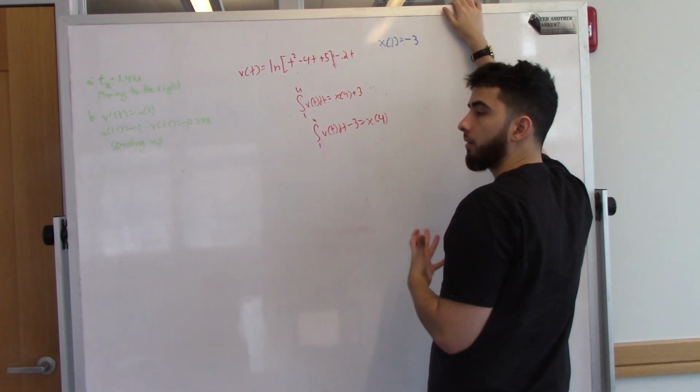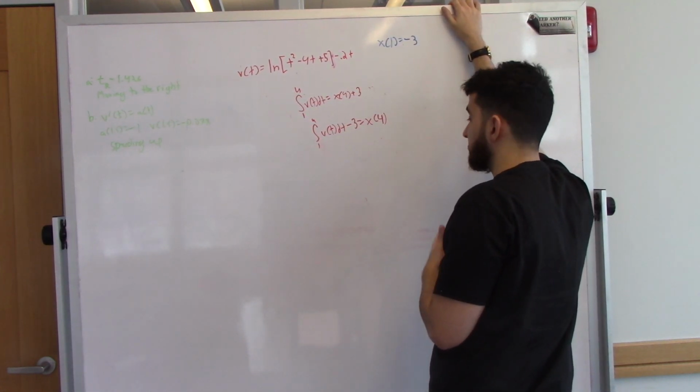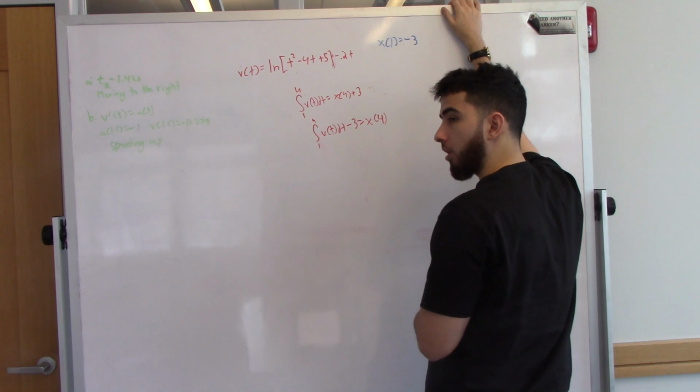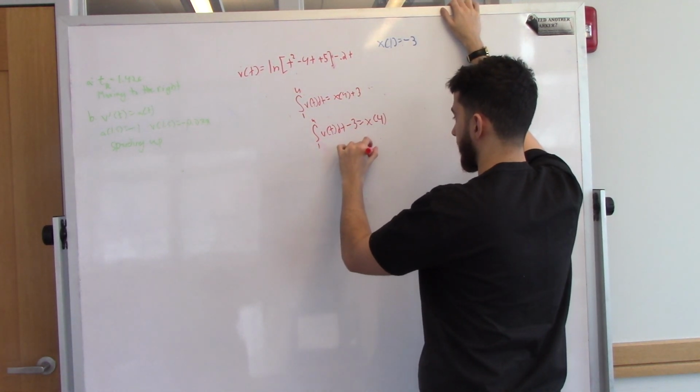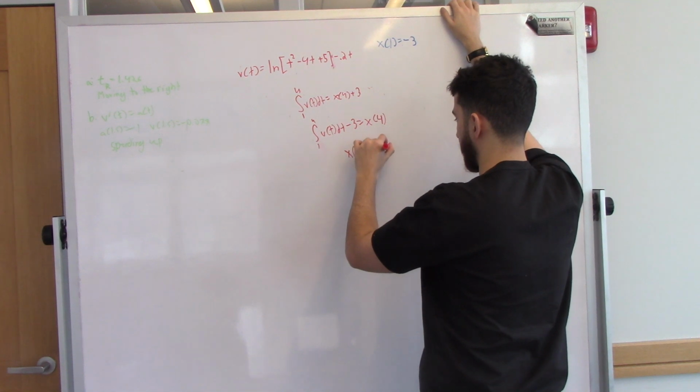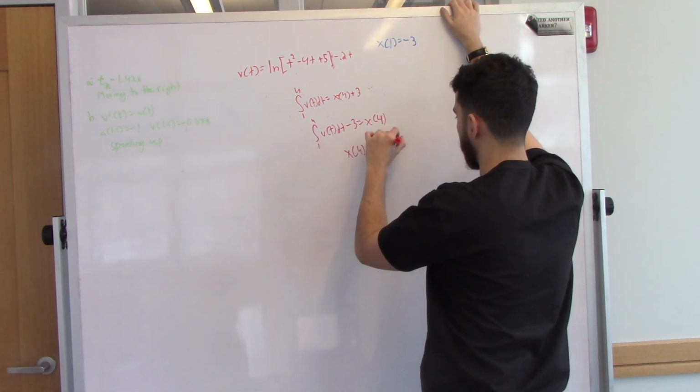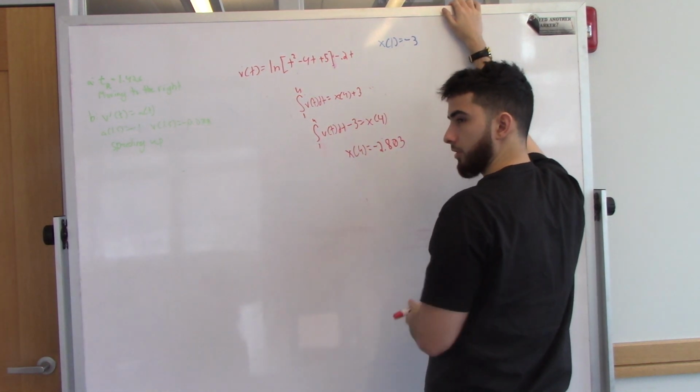Okay. Now, you're not going to integrate that by hand. Plug it into the calculator. That's all you should do, right? And you should get approximately x of 4 is -2.803. And that's it for part C.